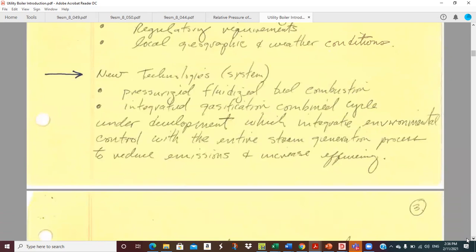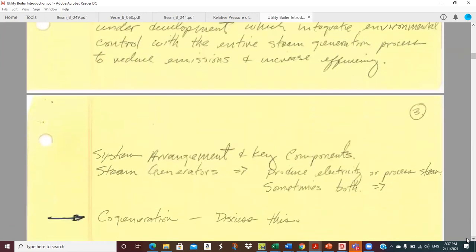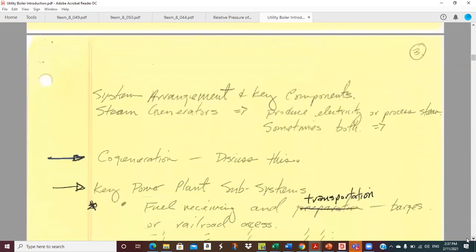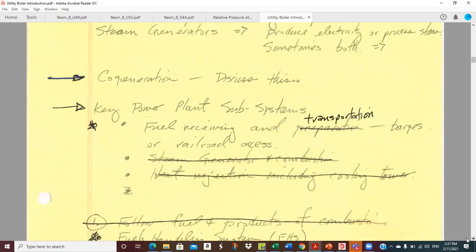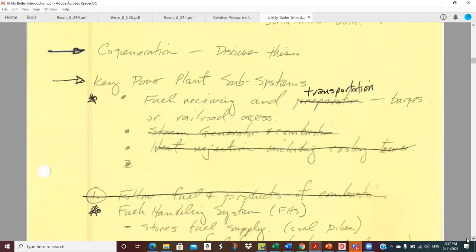Some new technologies. I'm not going to get into that stuff right now. I have pressurized fluidized bed combustion systems. That's not really new technology anymore. Those boilers are out there, but all that stuff's going to go away because they burn coal. And then combined cycle, we've talked about that some. Cogen, big deal, but I think you guys are probably a little bit up to speed on cogen. We talked about that. Look, some key power plant subsystems.